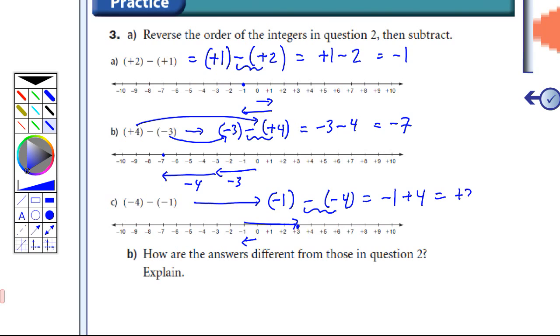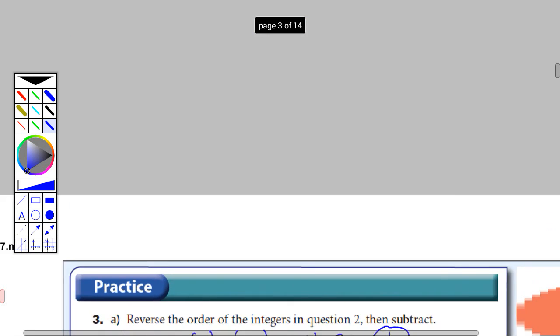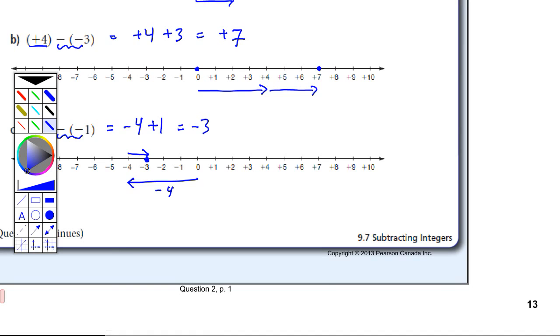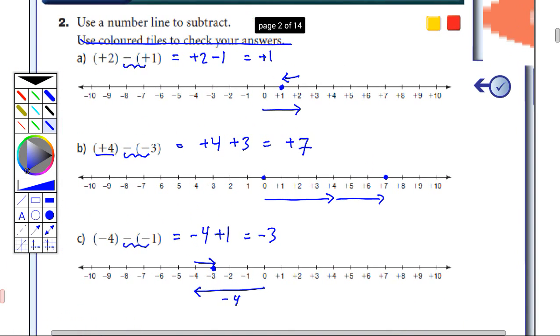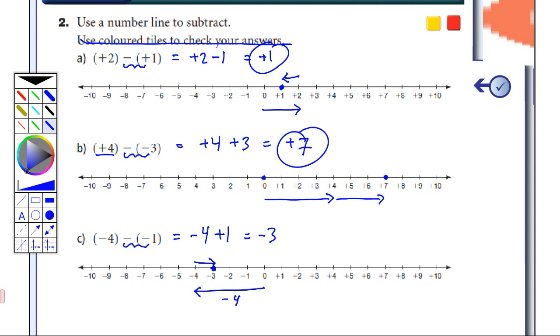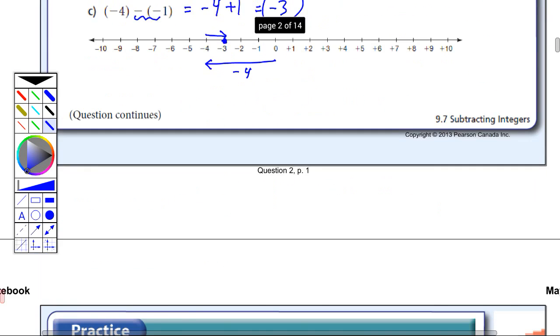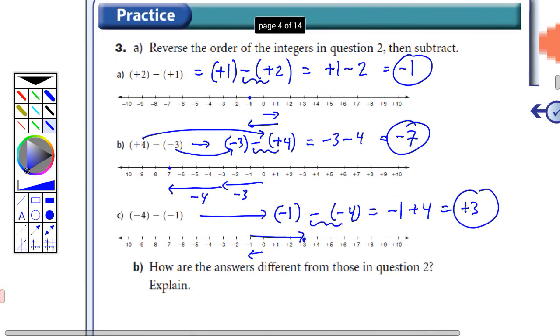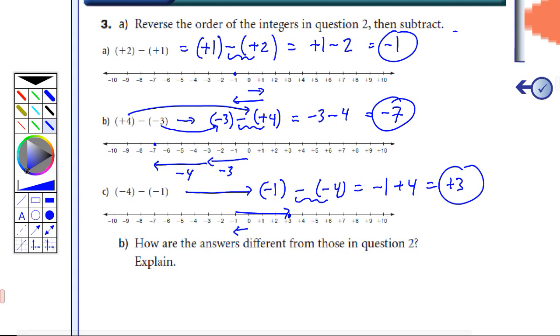So let's see how that compares. We had for A minus 1, for B minus 7, and for C plus 3. Let's go back and see what we had over here. We had plus 1, plus 7, minus 3. So it looks like the opposite. What we had before was plus 1, plus 7, and we had plus 3.